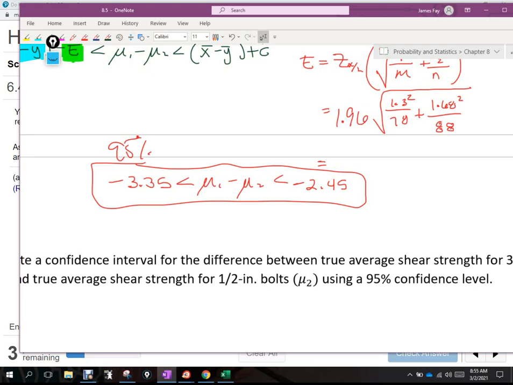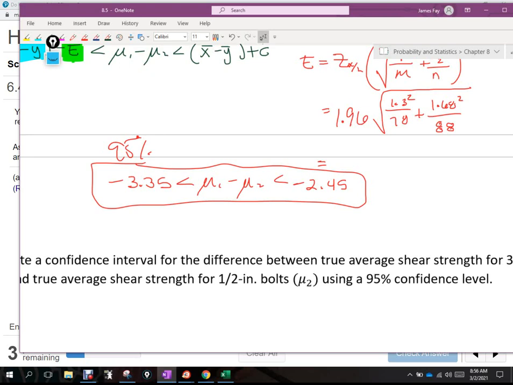Does that kind of make sense? Which tells us that they're both negative, because it's telling me basically that mu sub 1, that population, and we'll see the math here in a minute, I believe that population is going to be the smaller population. Does that make sense? Or the lesser shear strength size. So they are more fragile, if you want to view it that way. Does that kind of make sense?